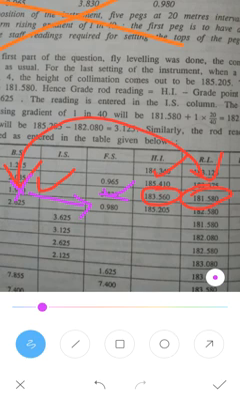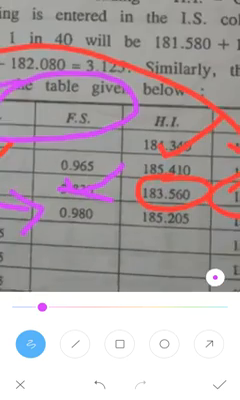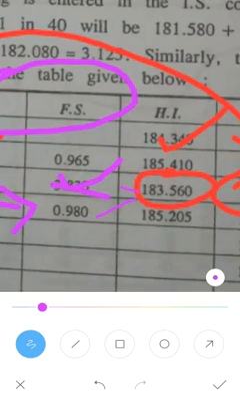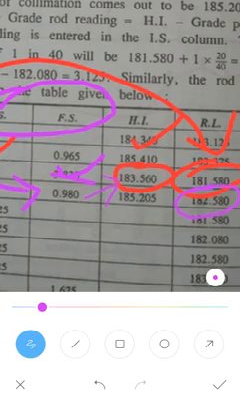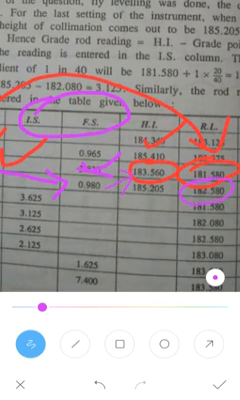So I told you, when a value is in the IS or FS column, your job is to subtract it from HI. You have to subtract this value: 183.560 minus 0.980, then you will get 182.580.